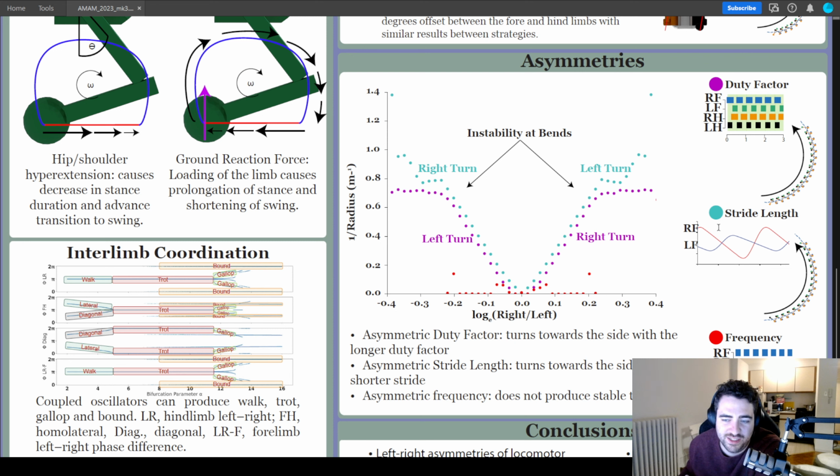Stride length has a similar effect where the right side is increased and the left side is decreased. So the right side is taking a longer stride than the left side. And then lastly, frequency: you can see that the right side is taking more frequent steps than the left side.